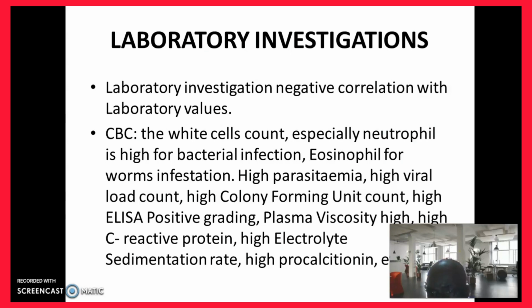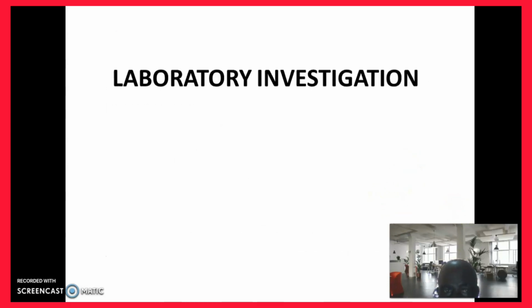High parasitemia, high viral load count, high colony forming units in urine, high ELISA positive grading, plasma viscosity high, high CRP, high erythrocyte sedimentation rate, high procalcitonin. All these are just showing that because the person is not feeding well, they are now prone to having all these high value derangements that you ordinarily would not find in people who eat very well.